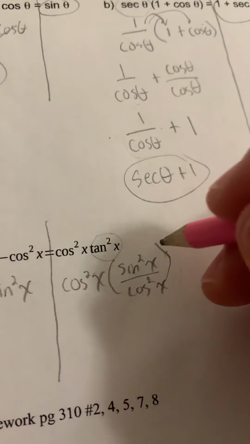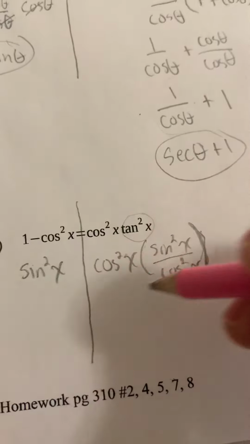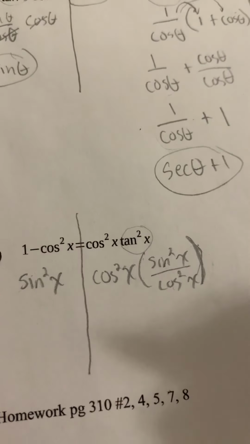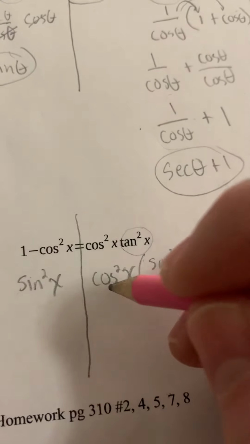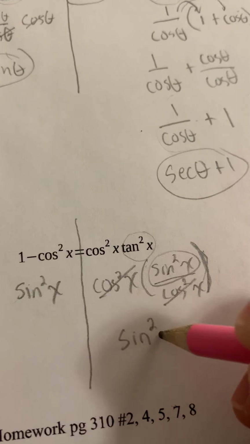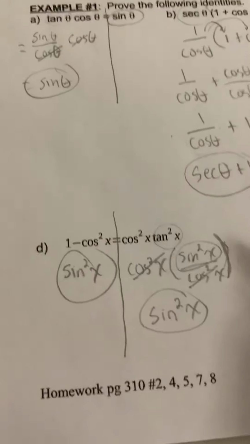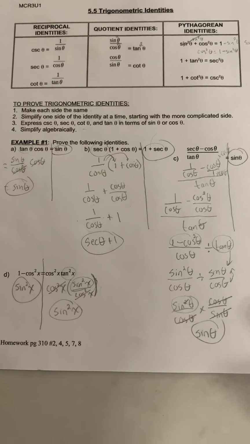Oh, my pencil just broke. Okay, and simplifying this right side, cos squared x crosses off, and we're just left with sine squared x, which matches the left side. Okay, so that is the lesson for today.